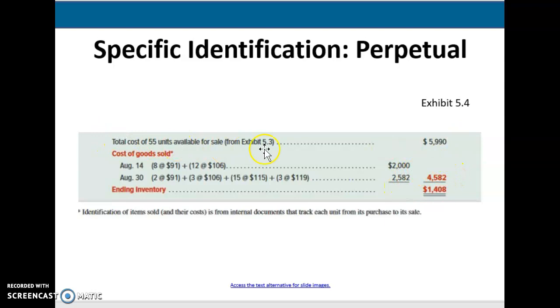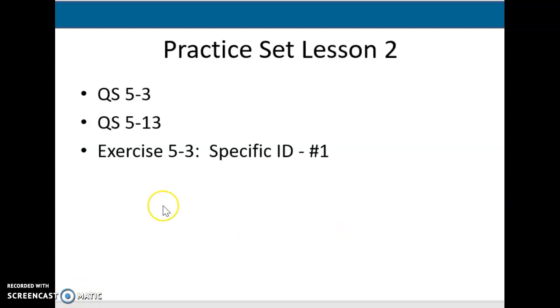So total cost, goods available for sale, 5,990. We specifically identified which ones were sold, remove them, subtract that from our goods available for sale to determine our ending inventory of $1,408. So now let's go take a look at how does that specific identification work in our practice set.